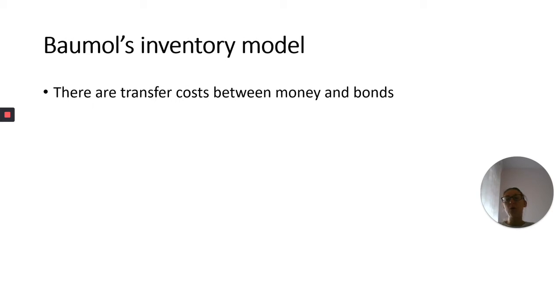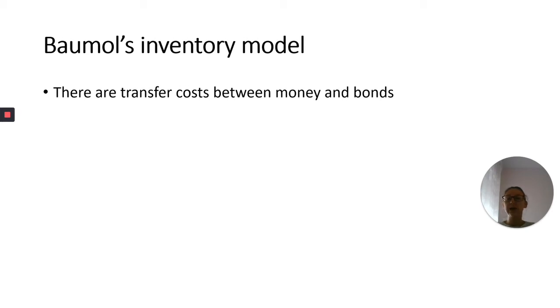Talking now about the peculiarities of the model, there is the assumption that there are transfer costs between money and bonds. On one hand, it is attractive to hold bonds because they earn interest. On the other hand, it's not that attractive because you cannot make transactions. Each time you need to make a transaction, you need to withdraw money out of bonds, so make an exchange between bonds and money. And all these transactions are costly.